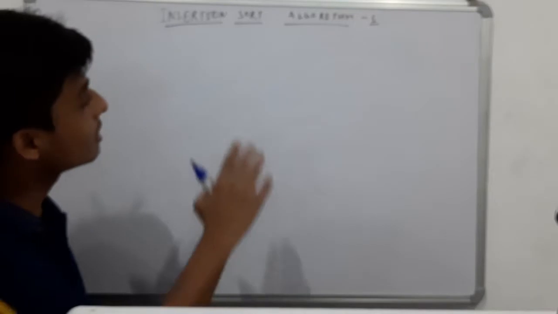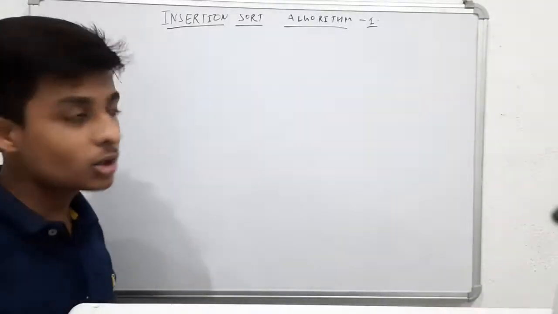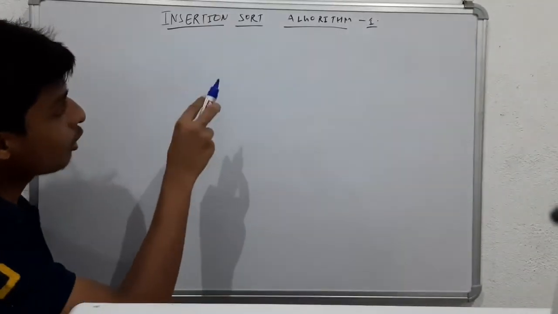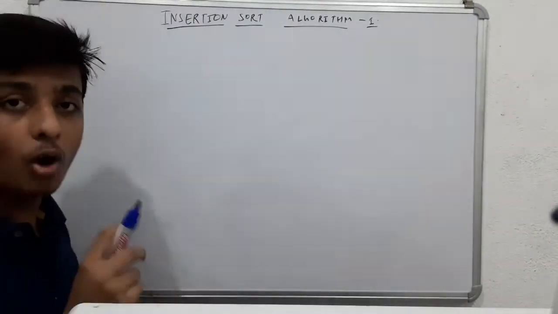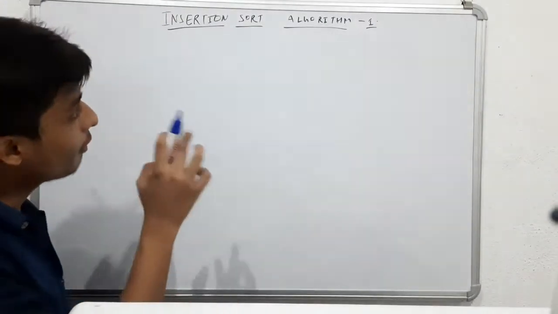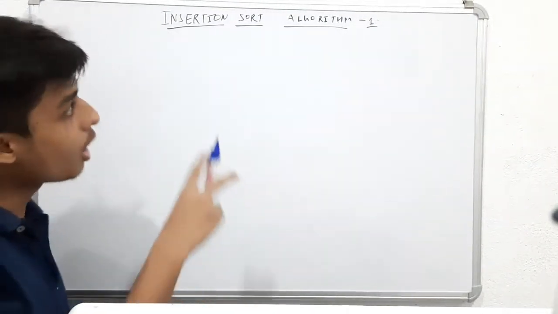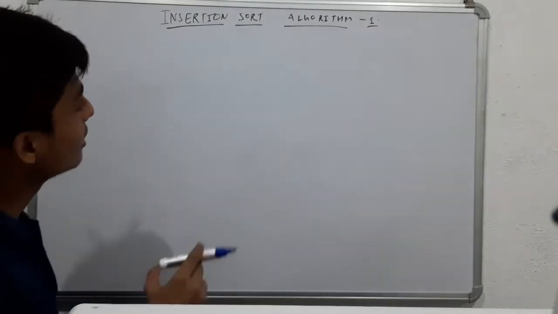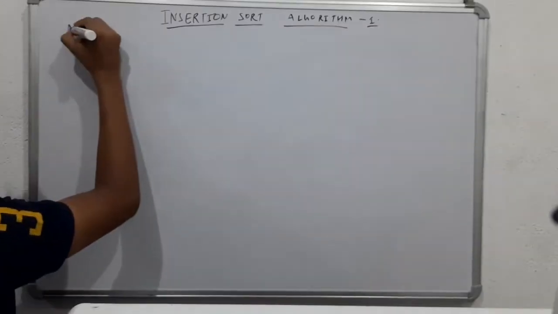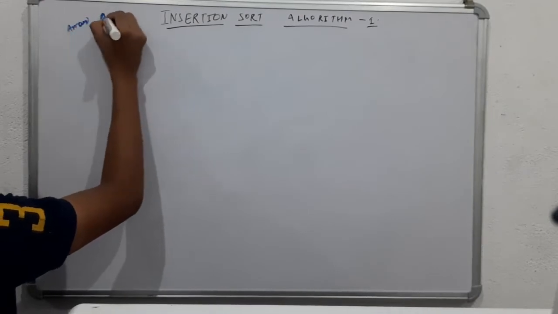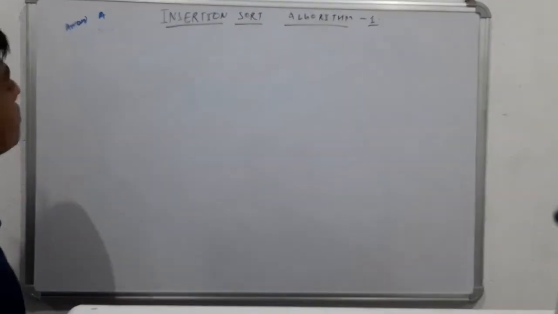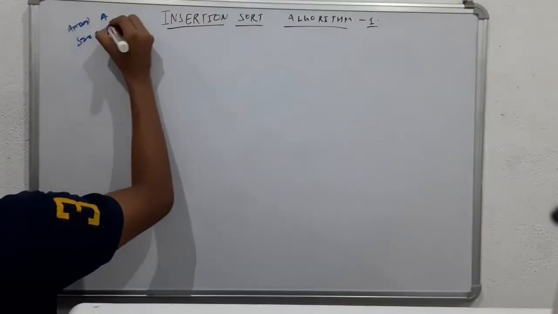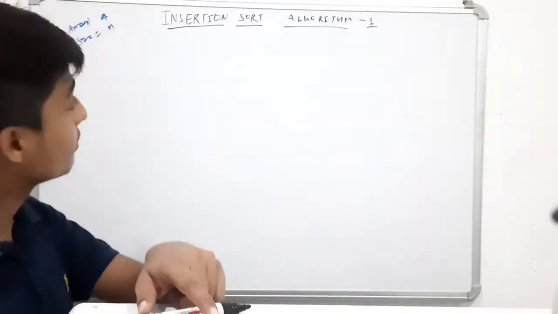So now let's get started with the insertion sort algorithm. I will introduce you to the insertion sort algorithm with the help of one problem, and I will show you how insertion sort works step by step. So we'll first solve one problem. Let's say I have an array A whose size is, let's say, n. So n size we have.